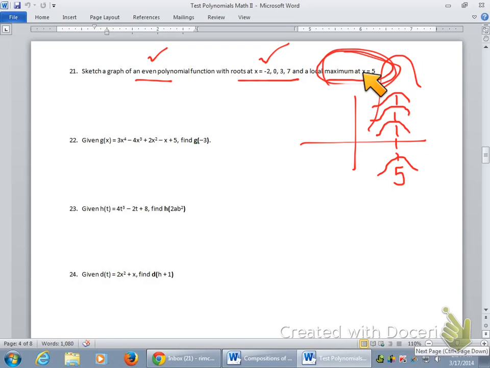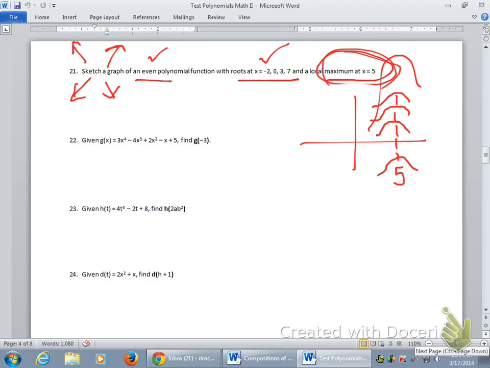So with the maximum at x equals 5, it should have happened here on x equals 5, and you should have had a maximum. Now the rest of it, you want to continue to make sure it's even, so make sure the end behaviors are both the same, either like this or like this. And make sure it touches the roots at the right spot. Almost everybody got the roots and the end behavior right. It was that part. 22, you got a question about that one?